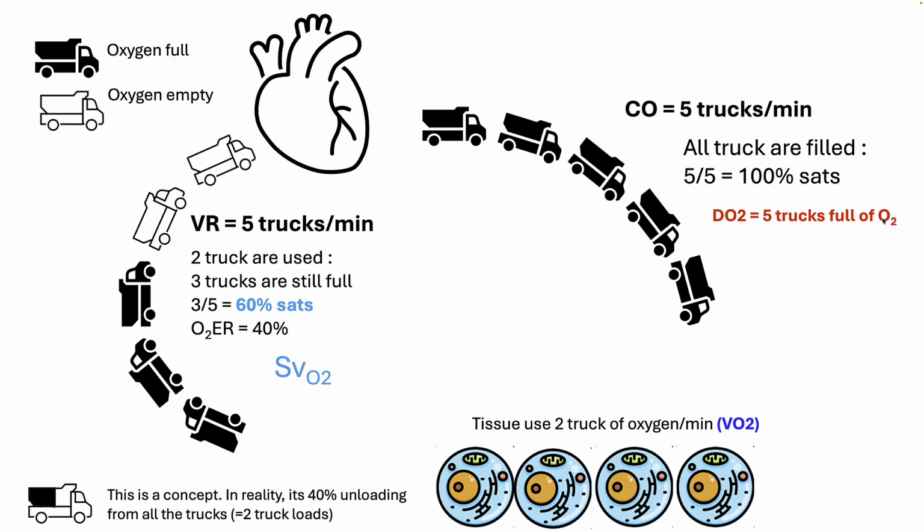Now this is an analogy. The tissues don't just take all the oxygen from 2 trucks and leave the 3 trucks intact, but what they do is take 40% of all the trucks. That is equivalent to 2 truckloads. So it looks something like this.